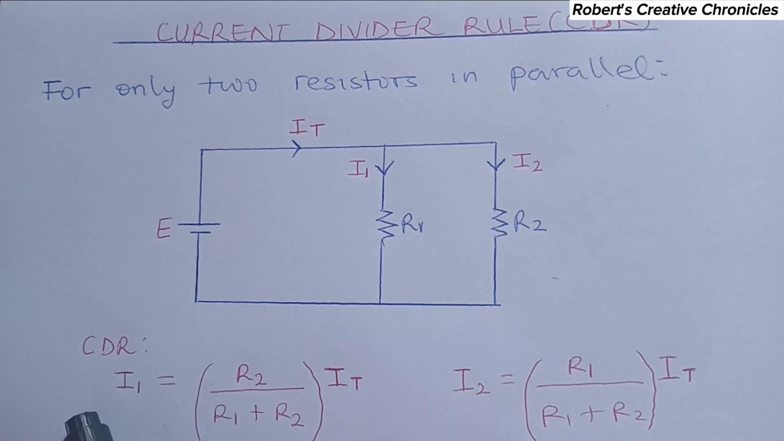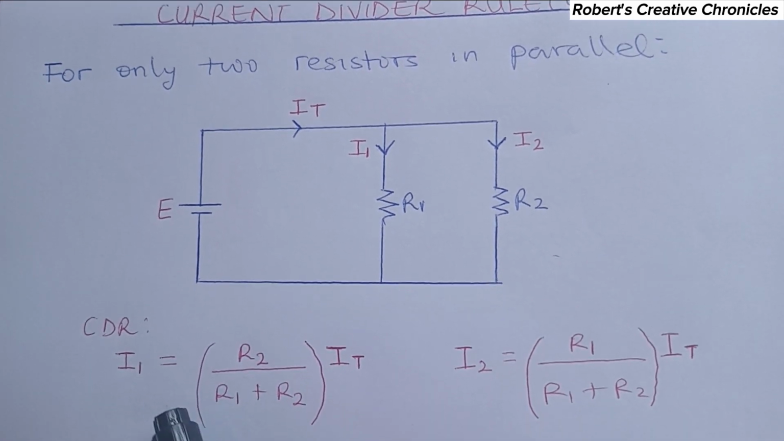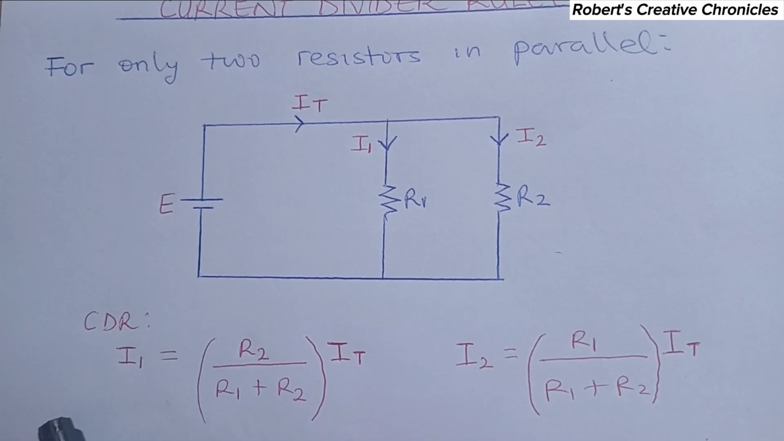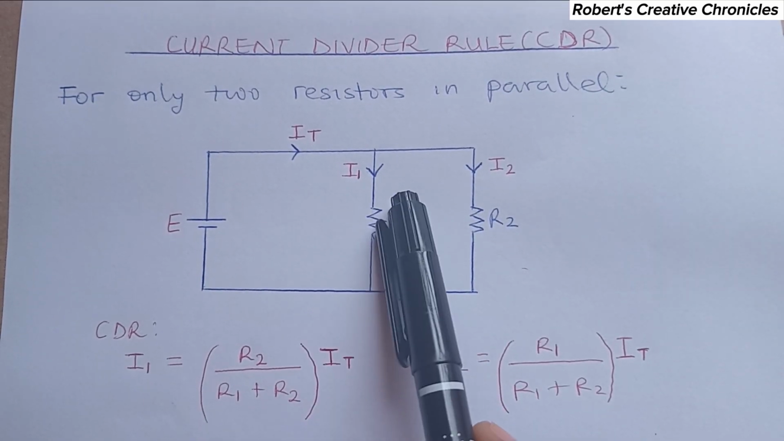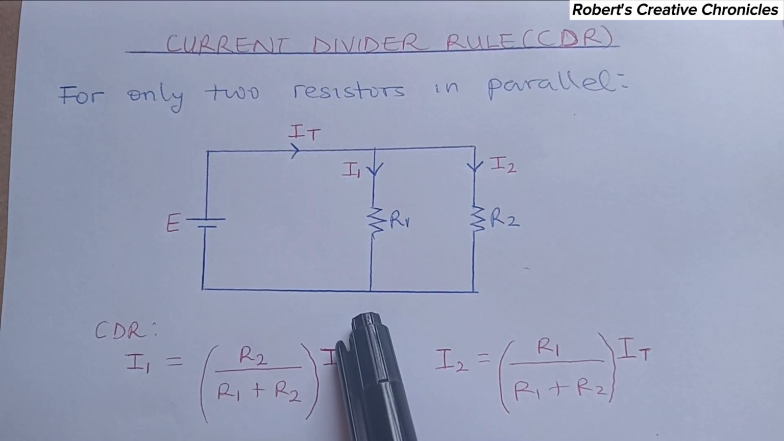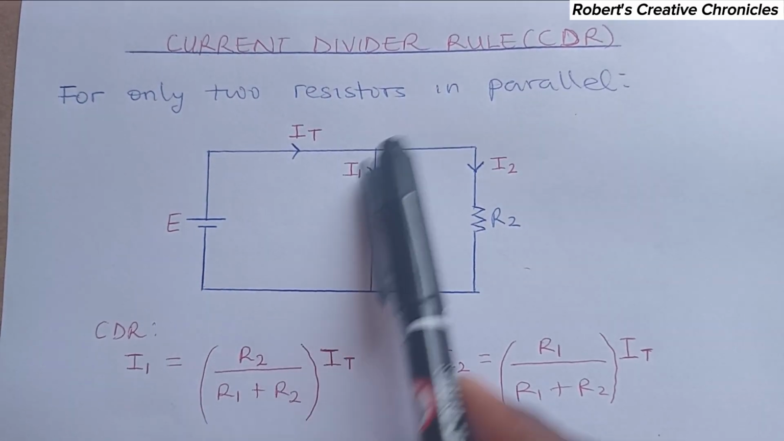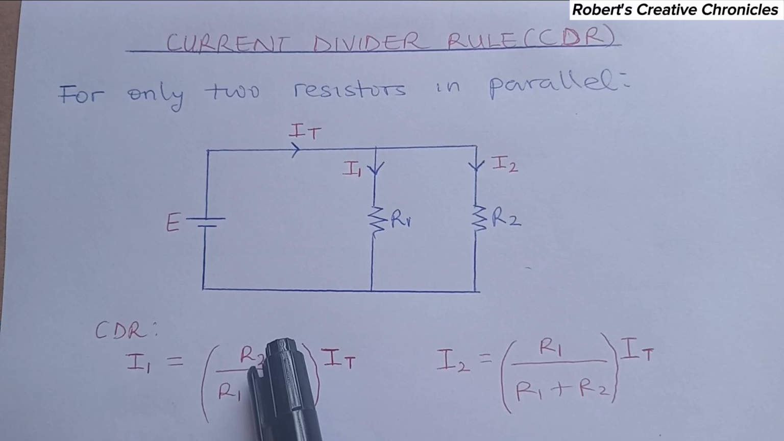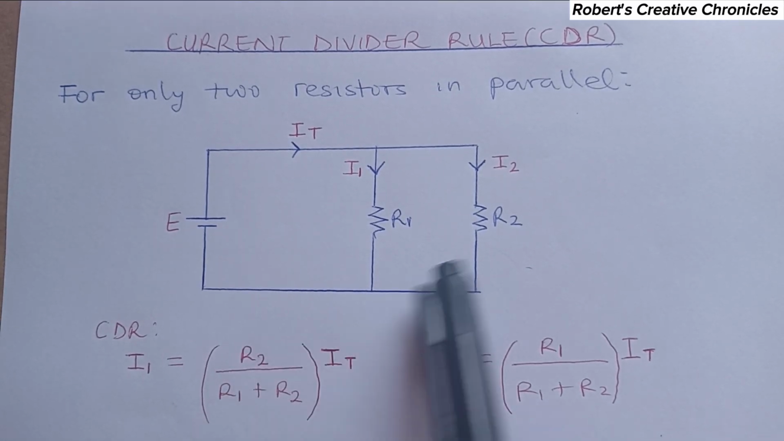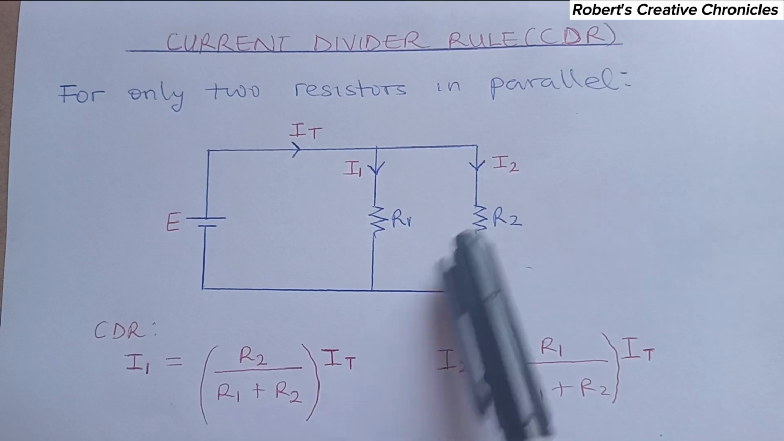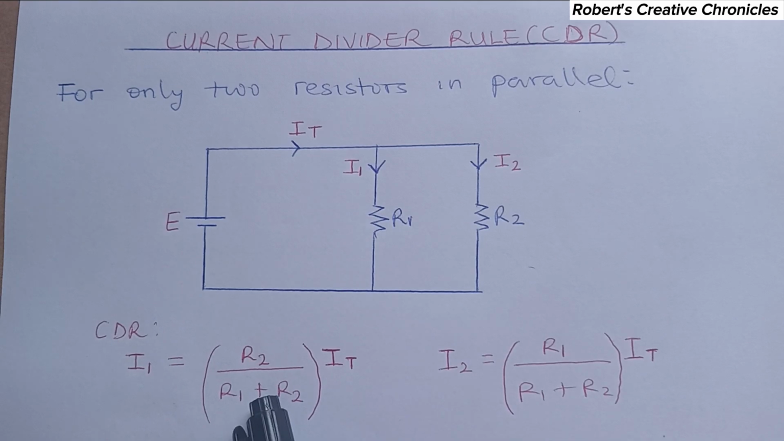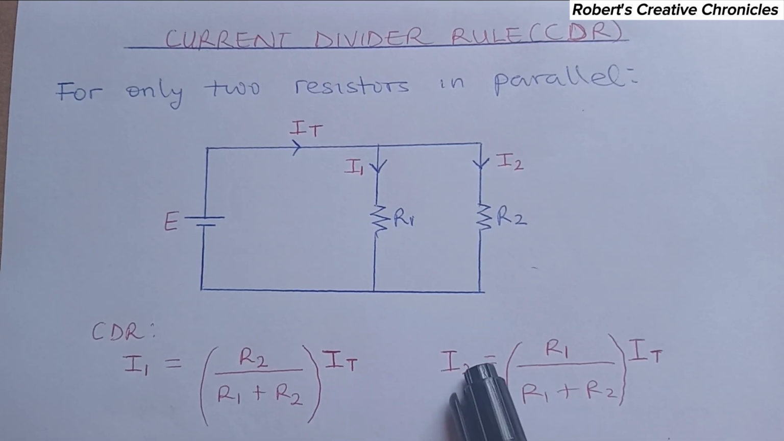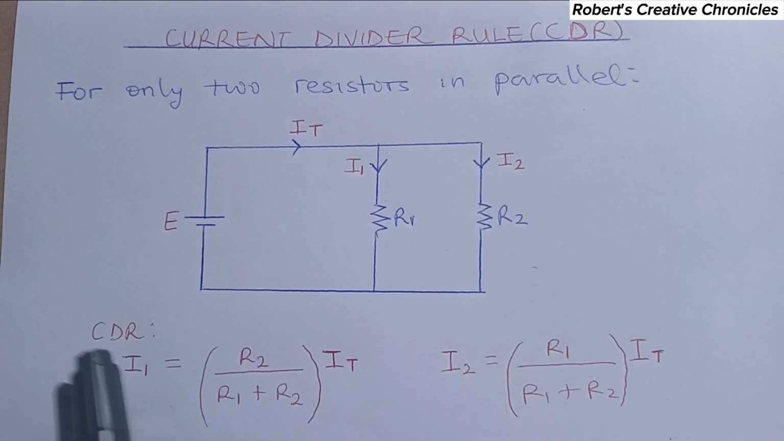Now the current divider rule is given by: to find the current I1 that is flowing through this resistor R1, you take the total current that is entering these two resistors and multiply it by the resistance of the second resistor divided by the sum of the resistances of the two resistors. So that's how you find I1.